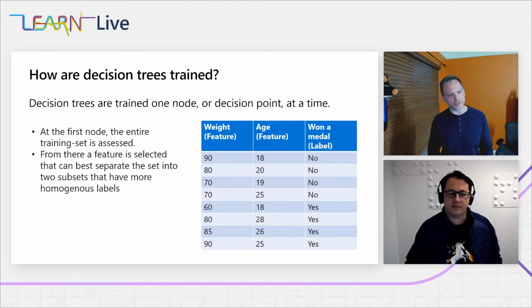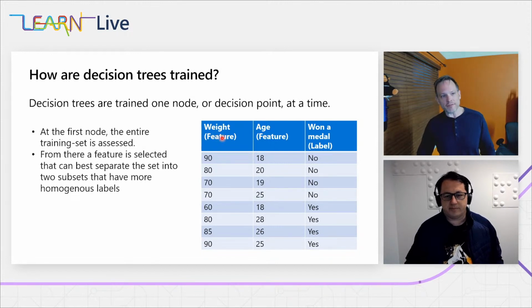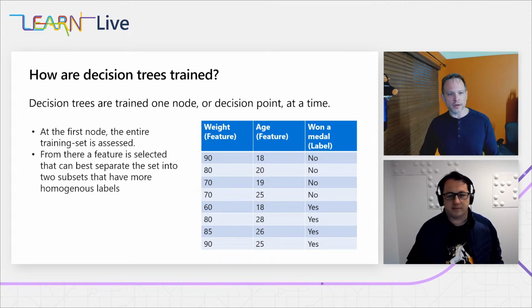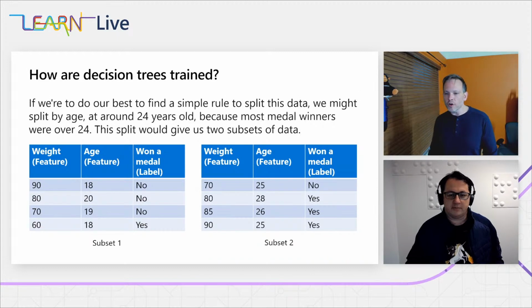And we've got two other features that we're using to try to predict whether a medal was won. At a quick glance, it's not obvious what the right feature to split on is, or what the value would be that we would split on. However, if we pass this into a decision tree trainer, it's going to quickly find that the first node, the first branch of that tree, should split on age, and that the threshold should be around 24 years old. And we can see that when we did that, we split on 24.